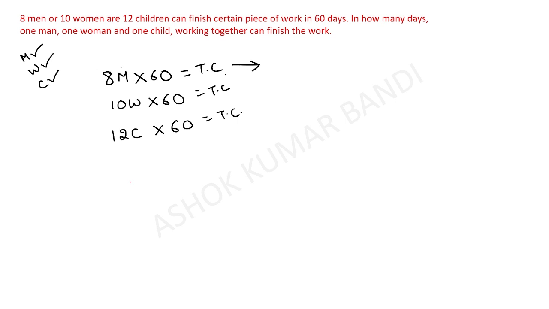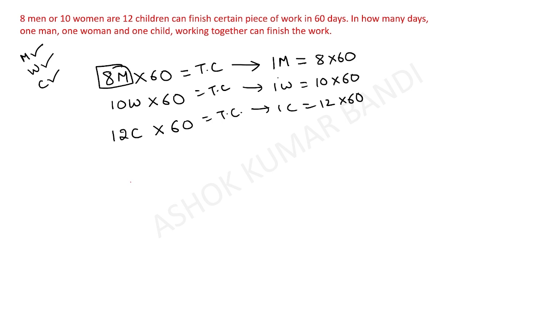Now, if 8 men can finish the packet in 60 days, it means one man can finish the packet in 8 into 60 days. Again, one woman can finish the packet in 10 into 60 days. One child can finish the packet in 12 into 60 days. Think, guys, we are having 8 men here. Now here we are having only 1 man.